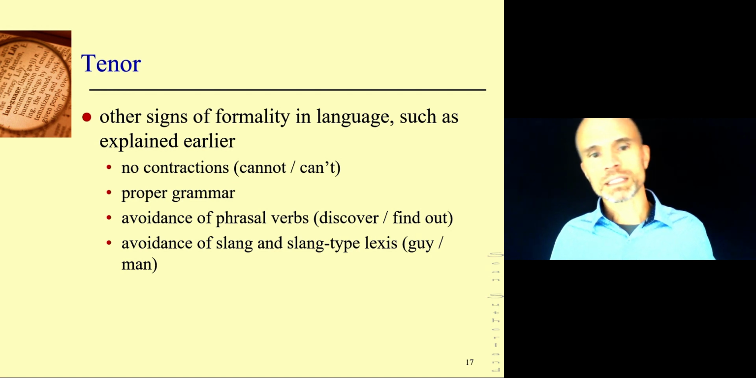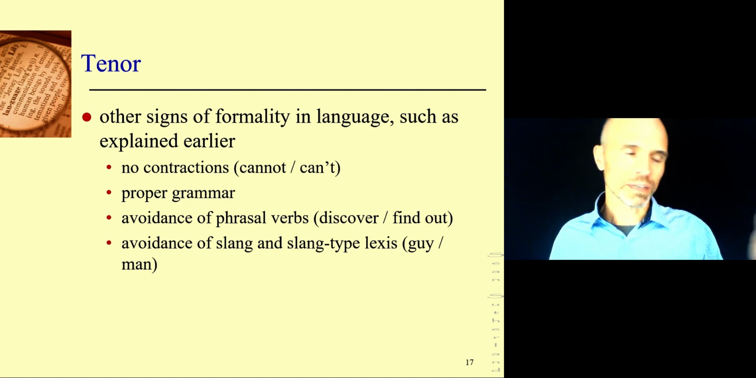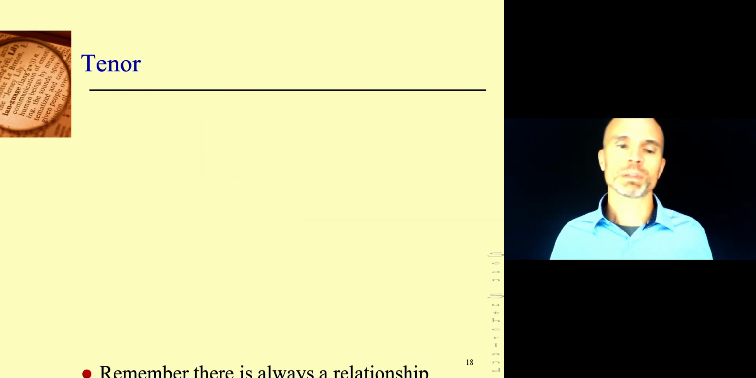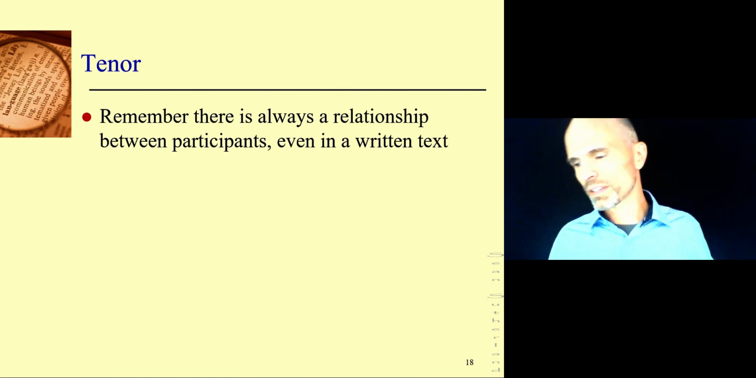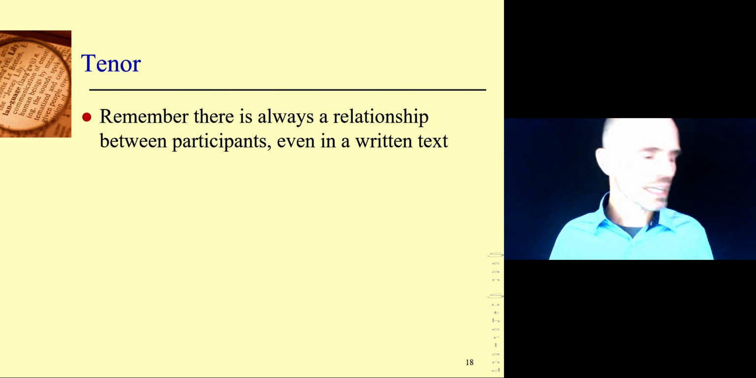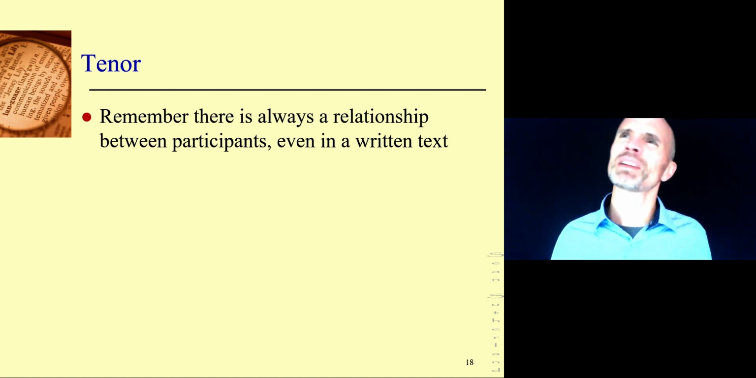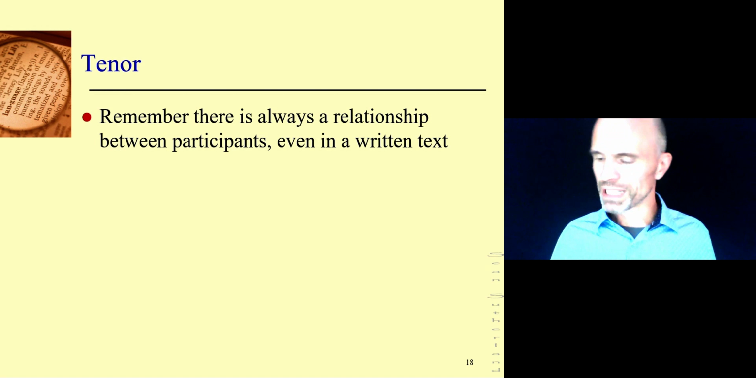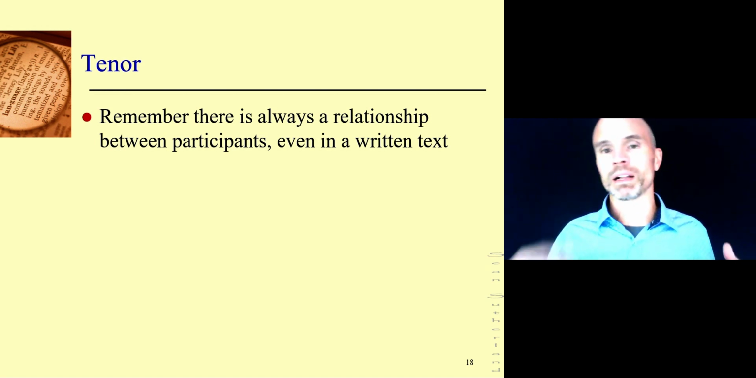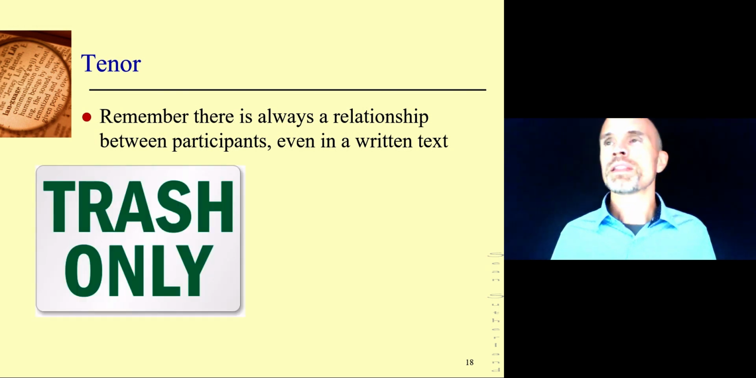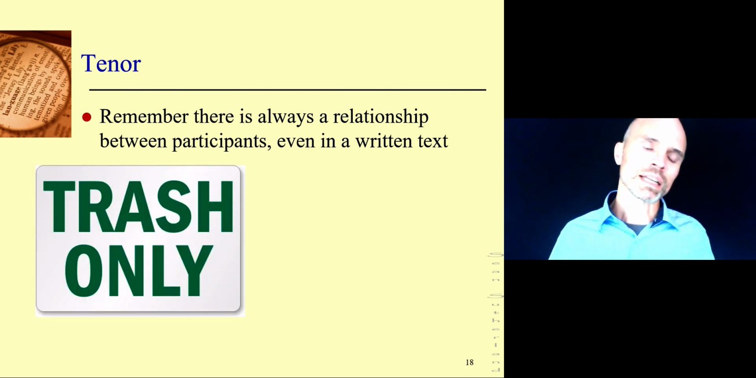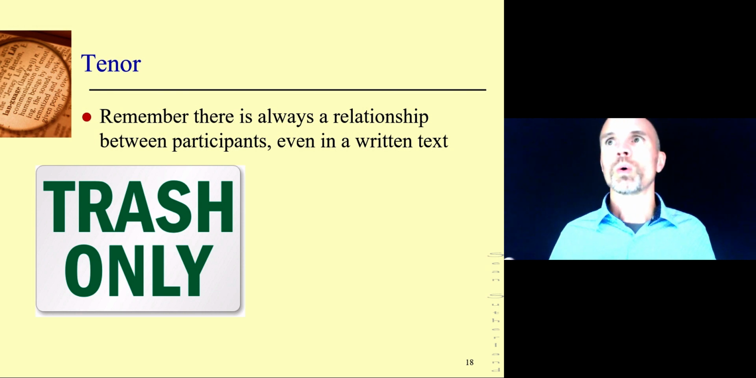Other signs of formality, such as explained earlier, are here, right, when talking about formal language in academic discourse. I gave these examples. Even with written text, I often give examples from spoken language, but even in written text, all of these things exist. People say, but how does a written text have a relationship? Well, of course, if I send you an email to your name, you say, oh, okay, there's the relationship. But think even of this, a sign that says trash only.